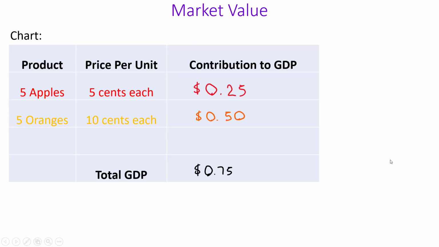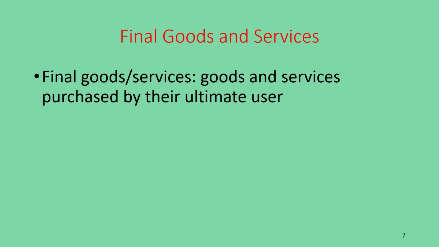All right, so let's keep on rolling. That's what we mean by market value. Let's get into the next part of that definition. Remember, GDP is the market value of all final goods and services. So let's talk about what we mean by final goods and services. A final good or service is a good or service that is purchased by what we call the ultimate user. I know the ultimate user sounds like a superhero or a professional wrestler, but in economics, the ultimate user is just the final person to consume that good.